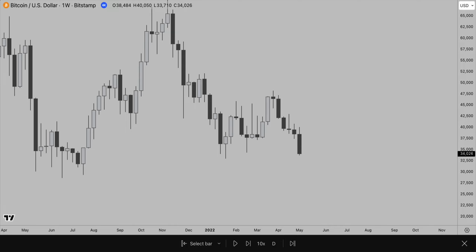Basically, a fair value gap is inefficiency in price action. It's essentially when the market moves so aggressively that it doesn't trade fairly through all levels. So here's an example of one.